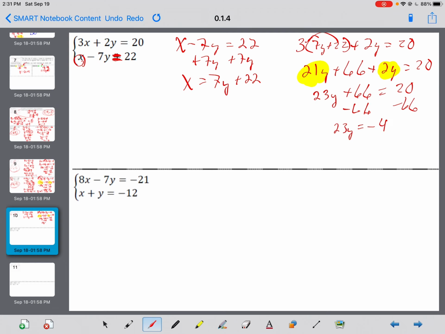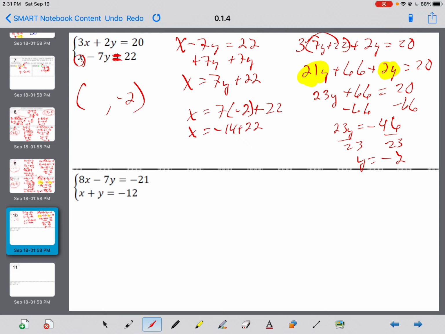23y equals negative 46. Yep. Divide by 23. Y equals negative. It goes 2 times. Remember, it's the y, so it goes for negative 2. X equals 7 times negative 2 plus 22. X equals negative 14 plus 22. That'll be 8.